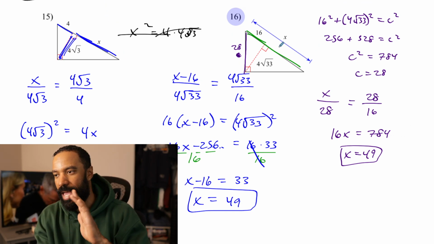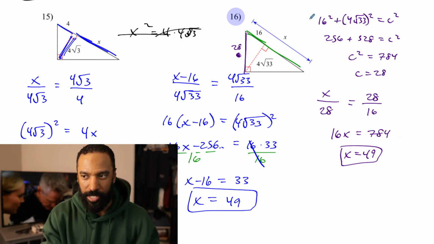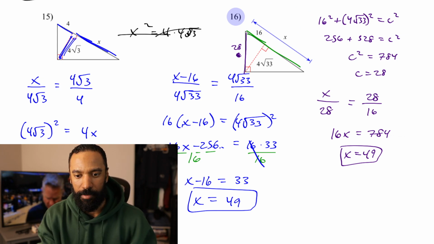Sorry for the mishap on the x minus 16 versus the 16 minus x. I don't know why I made that mistake. That was a rookie mistake for myself.